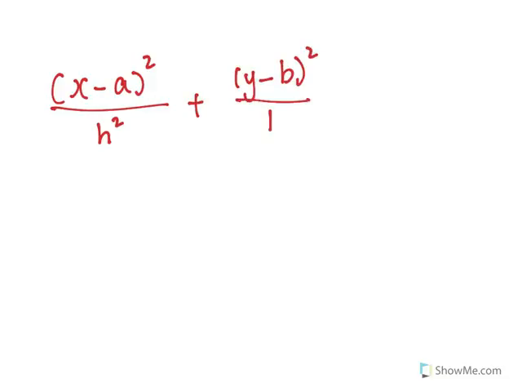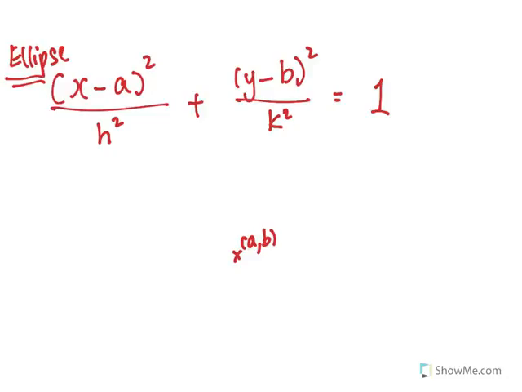Okay, ellipse looks like that one. The equation looks like x minus a square over h square plus y minus b square over k square equals to 1. This one is the equation of an ellipse. For this ellipse, what does it represent? A and B represent the center of the ellipse.